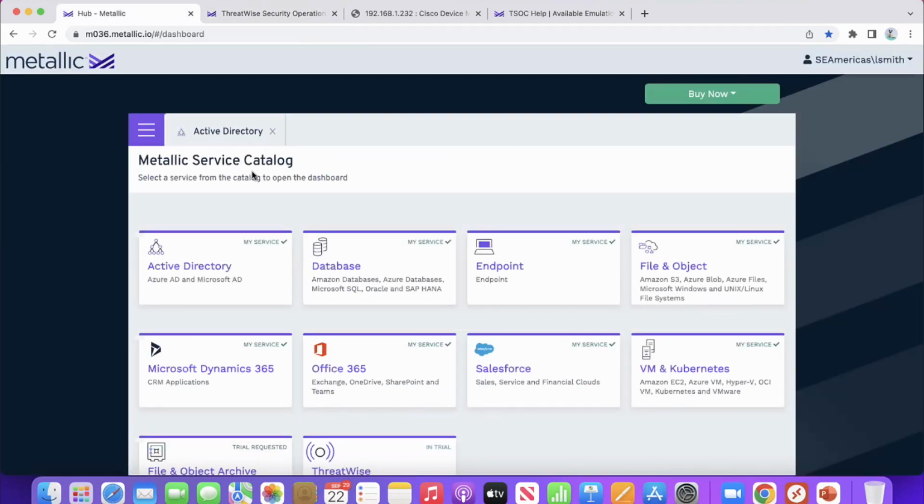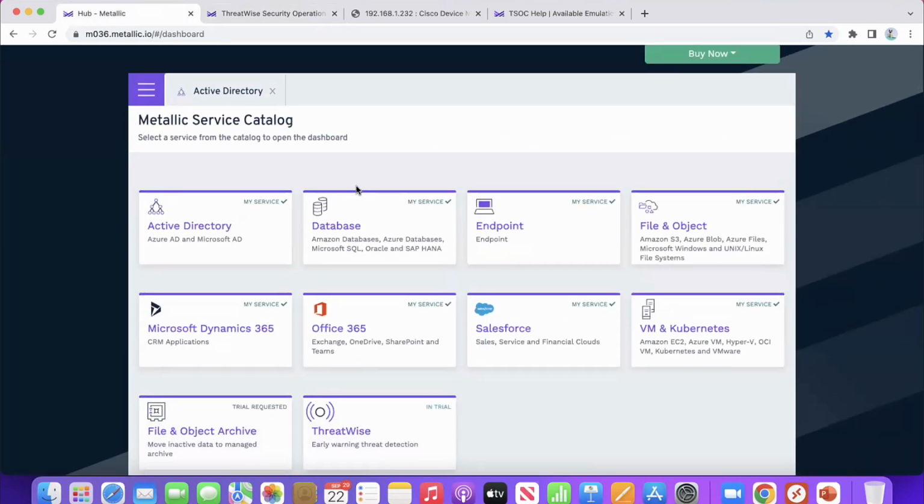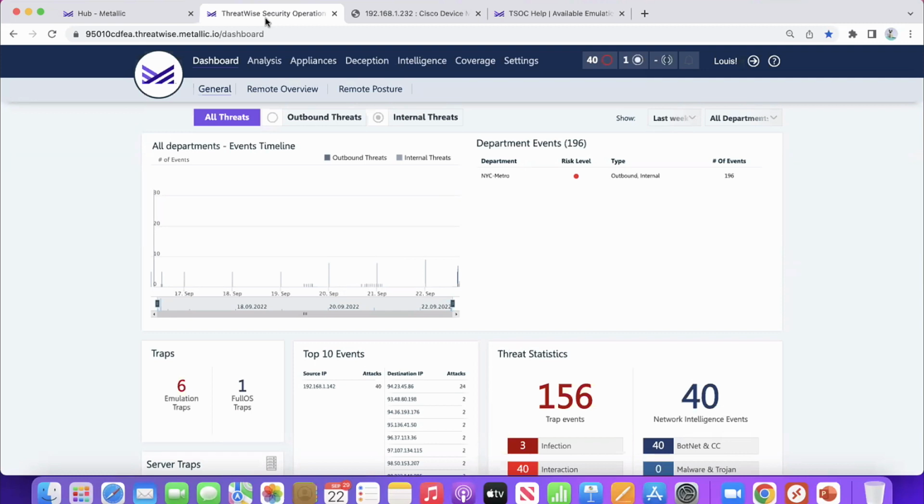Once you're into the Metallic service catalog, as you know, ThreatWise is a service. So that service is presented to, whether it be a prospect or a customer. We now have a tile in the Metallic service catalog. Once you click on this, I'm already clicked in, this shows up. This is the dashboard. What you're looking at is ThreatWise, okay?